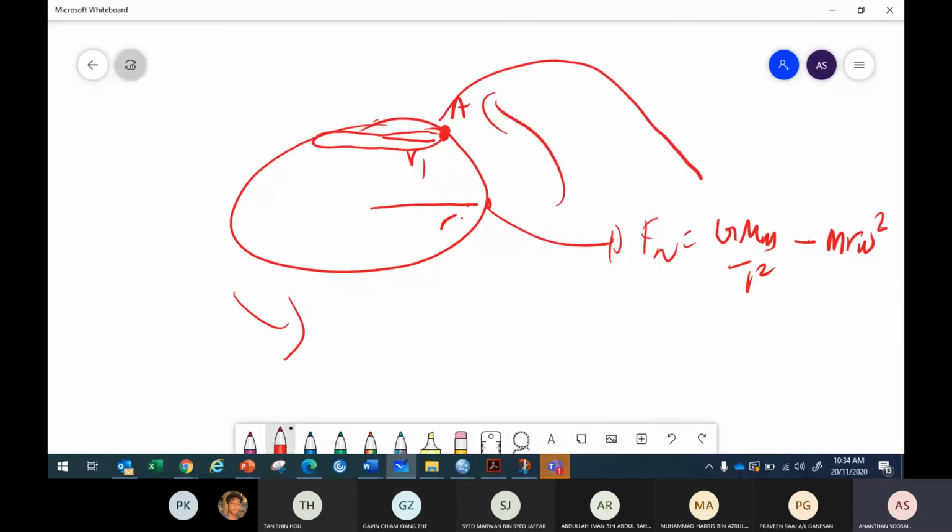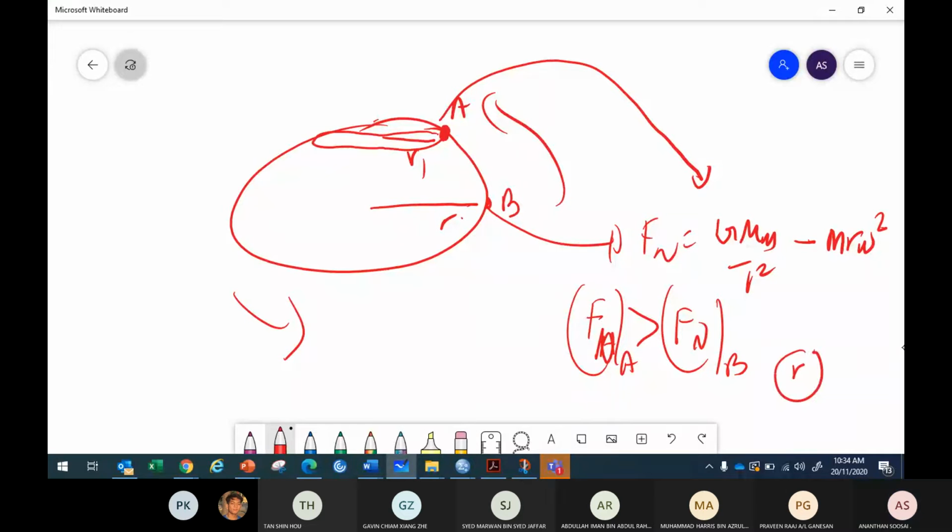So here it also follows the same formula, but comparing point A and the equator, point B, Fn at A is bigger than Fn at B. Why? Because of the radius. When the radius gets bigger, the centripetal force gets bigger. So the centripetal effect is dominant at the equator. At the equator, the centripetal force is quite big because the radius is big.